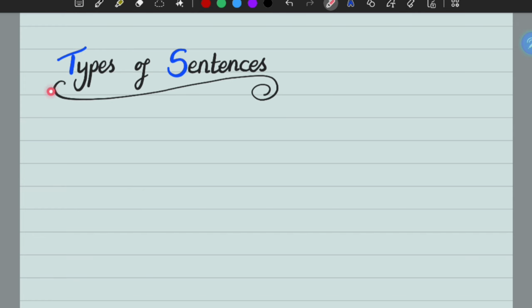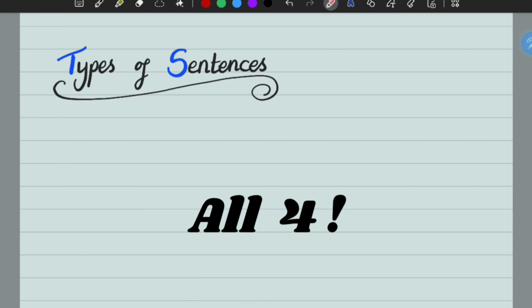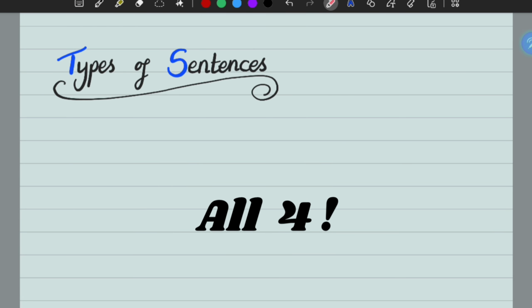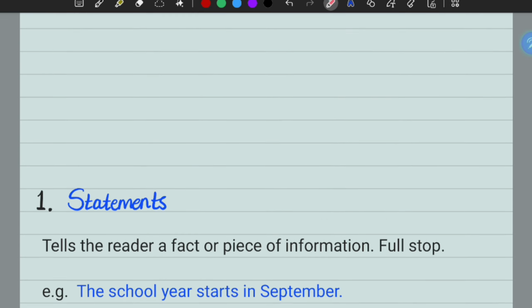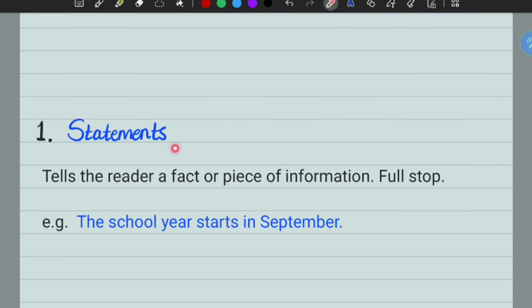Today we're going to be looking at types of sentences. Now in year 5 and 6 grammar tests you are guaranteed to be tested on all 4 official sentence types. A single punctuation mark can change your whole answer, so today we're going to master all 4 of them. Let's break down exactly what they are, how to spot them and how to pick up some easy marks in your tests.